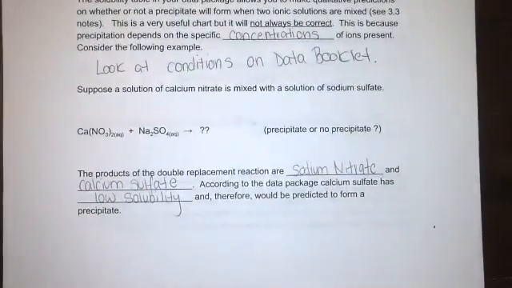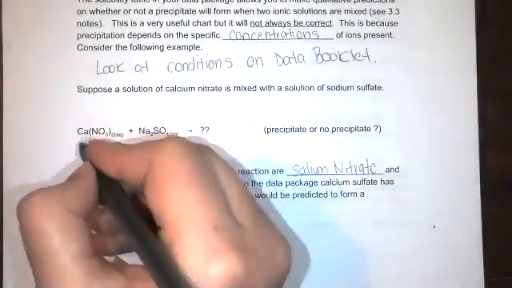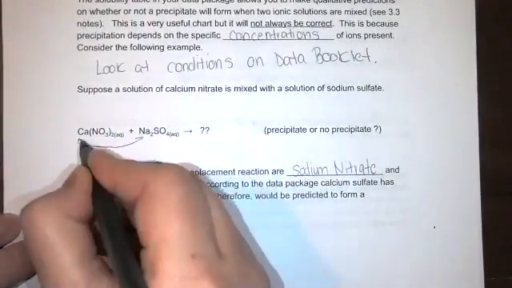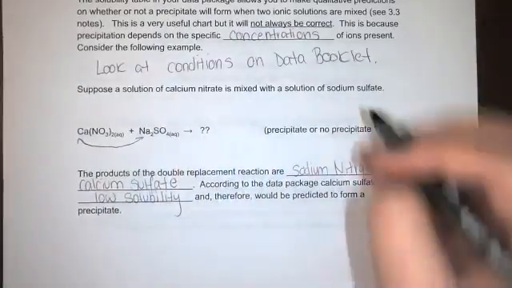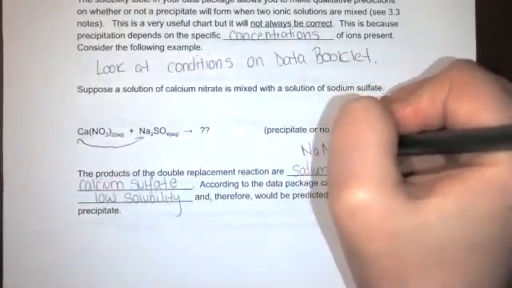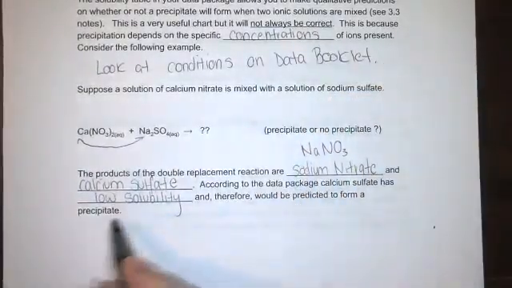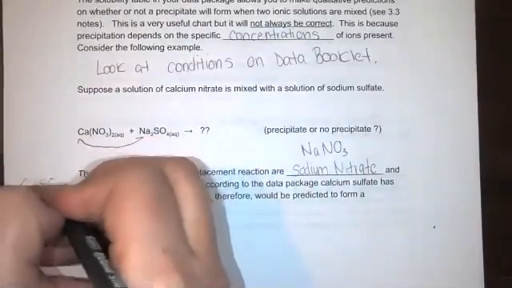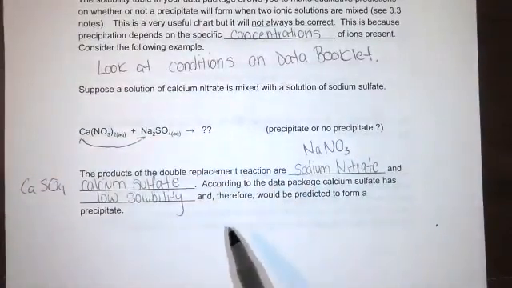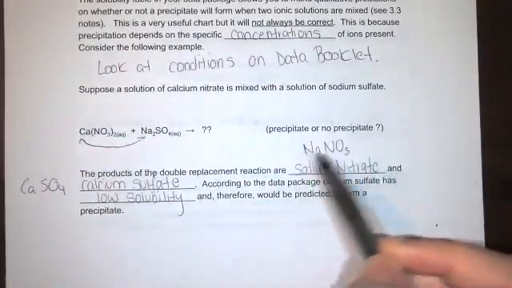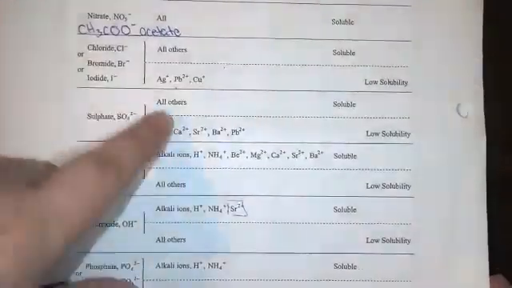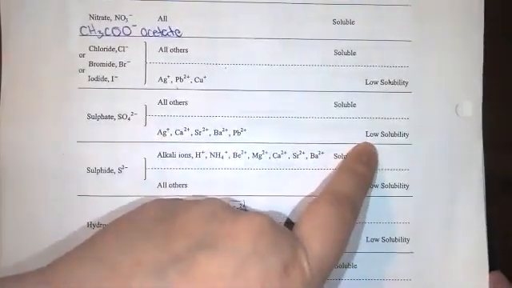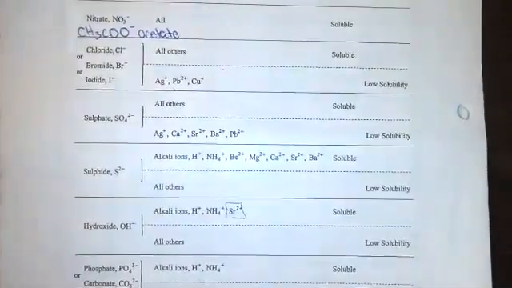Well, if we were to look at our qualitative analysis, so doing a double replacement, switching these 2 metals, we would know that our products are going to be sodium nitrate. We'll write this down. And calcium sulfate, just to the side. So according to our data package, if we're looking at qualitative analysis, our sodium nitrate is always soluble in solution, so we don't need to worry about that. But for calcium sulfate, according to this chart, it should have low solubility, so it should form a precipitate.